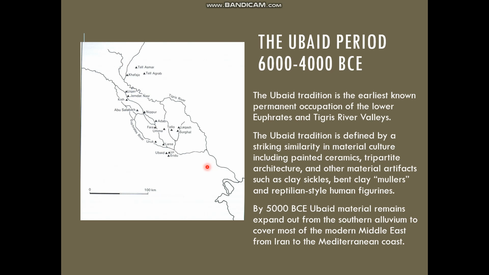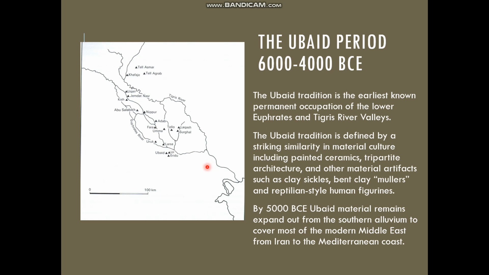So what we see is, about 6500 BCE at a site like Oueili, the earliest occupations at small agricultural villages that later expand into larger, more centralized towns like Eridu, which we'll talk about in a little bit. The Ubaid tradition itself is remarkable in its similarity. Its material culture, including painted ceramics, tripartite architecture, and material artifacts like clay sickles, bent nails, and these ophidian reptile-style figurines, are found all throughout the southern alluvium.